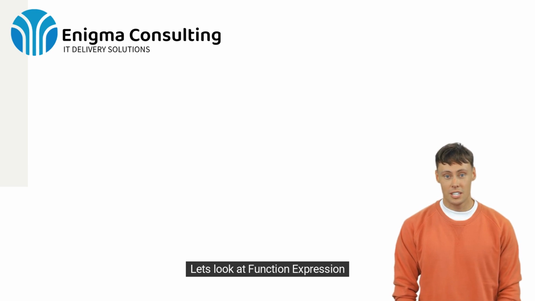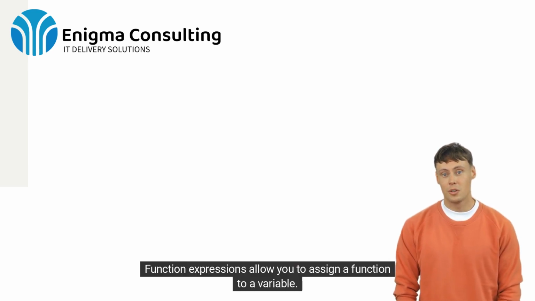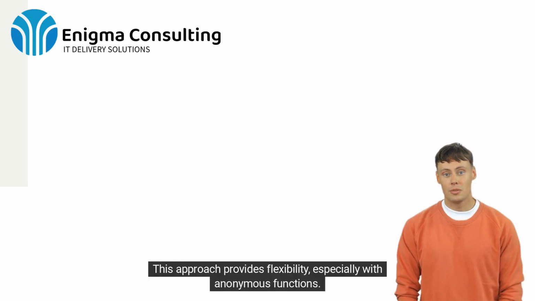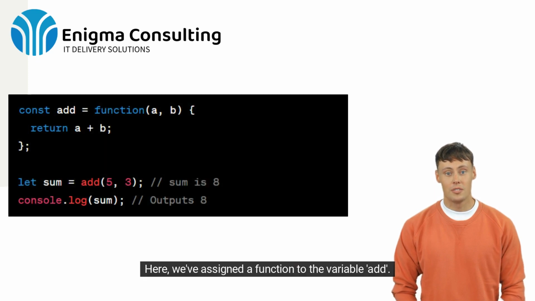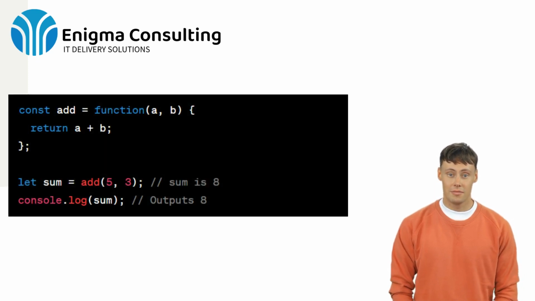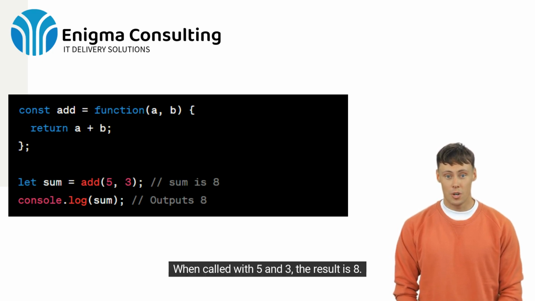Let's look at function expression. Function expressions allow you to assign a function to a variable. This approach provides flexibility, especially with anonymous functions. Here, we've assigned a function to the variable add. This function accepts two parameters and returns their sum. When called with 5 and 3, the result is 8.